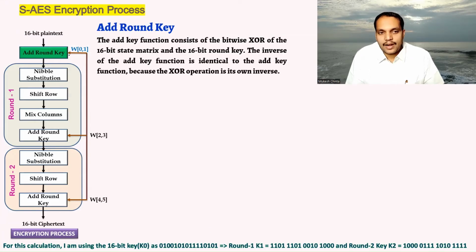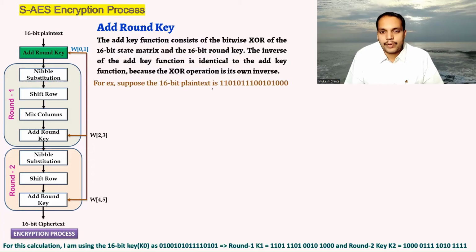The first operation is add round key. What do you do here? The add key function consists of the bitwise exclusive OR of the 16-bit state matrix and the 16-bit round key. The inverse of the add key function is identical because the exclusive OR operation is its own inverse. We all know that.